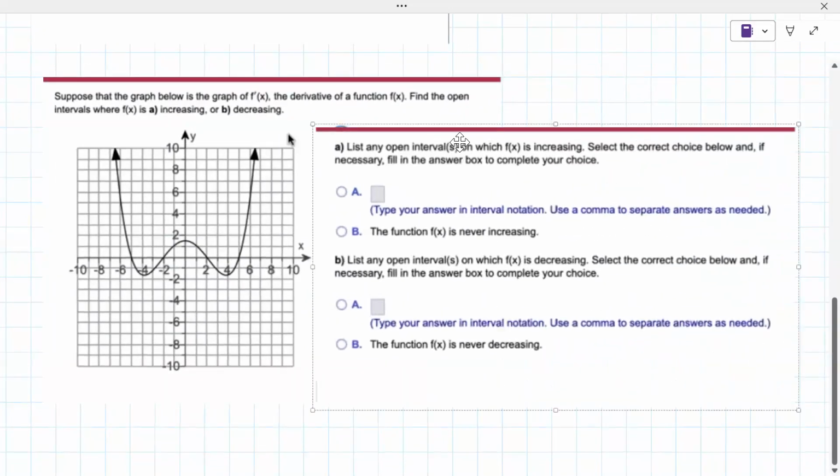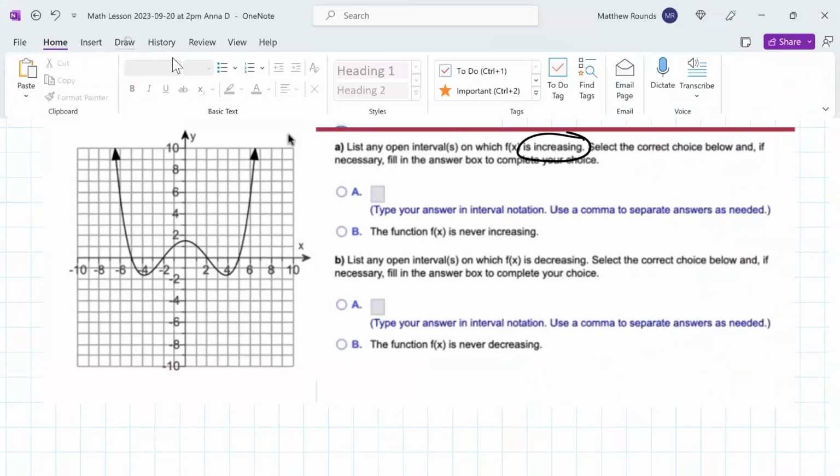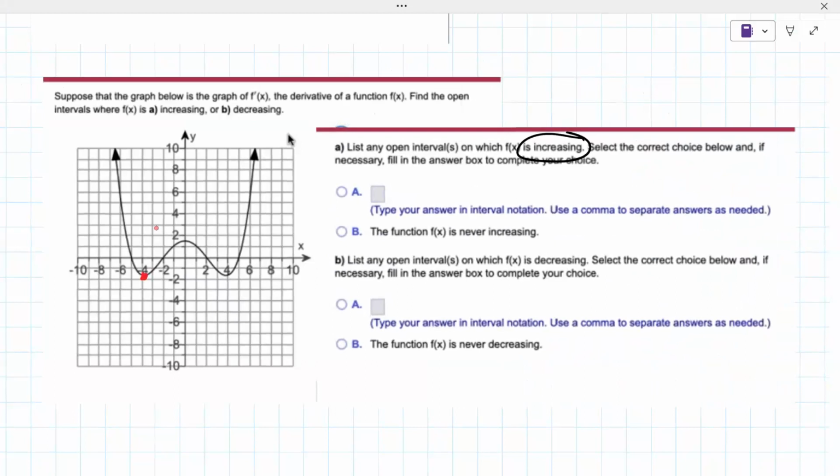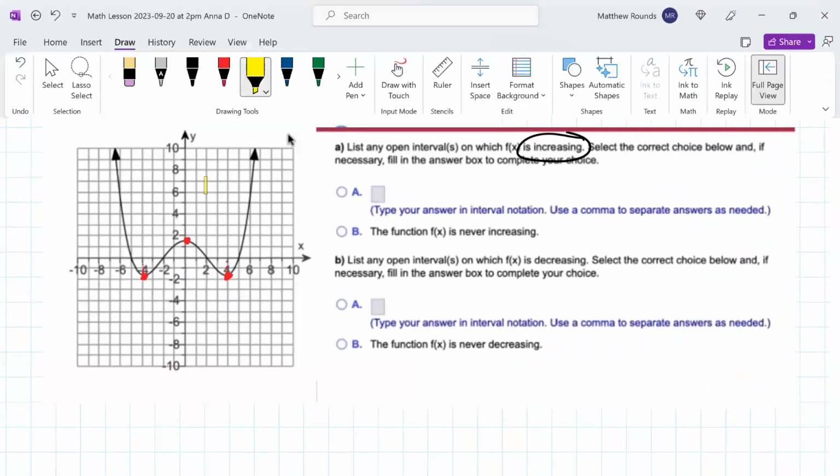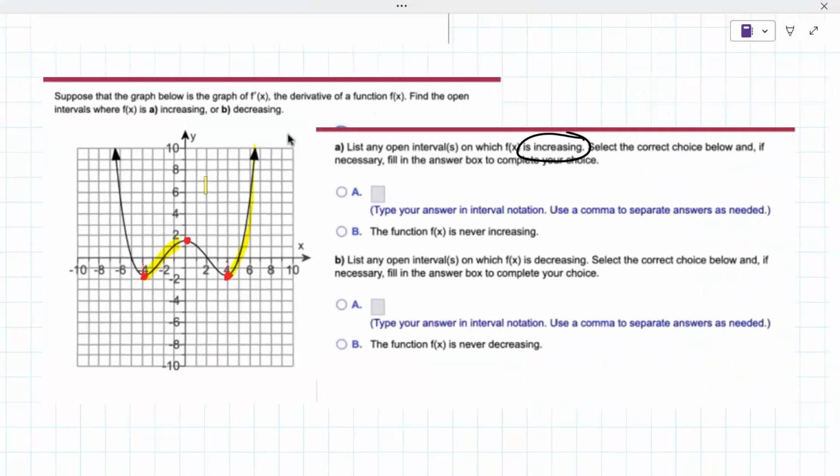There are just more intervals. Increasing is where it's going up and to the right. You're going to want to identify those peaks and valleys. So I'm going to shade in where it's increasing. It's increasing there and increasing there. Do you agree with that? Because it's going up and to the right. Yeah. Okay.